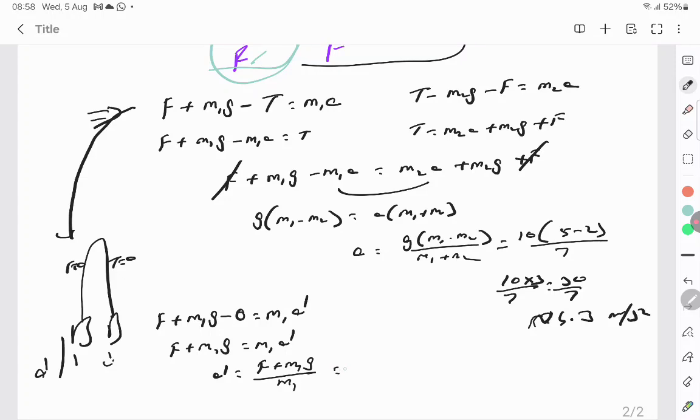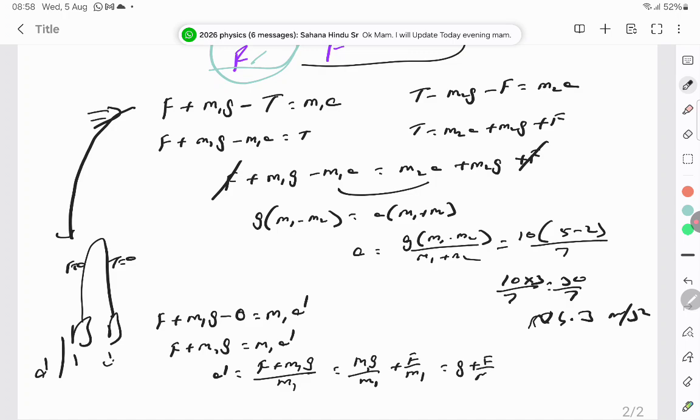You can just split it up. So it's M1G by M1 plus F by M1. So it will be G plus F by M1. You get it like this? And you know what is G? G, let's take it as 10, plus F. Do you know what F is? F is mass into acceleration. We know what is acceleration, initial acceleration.